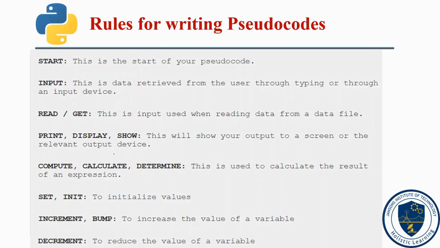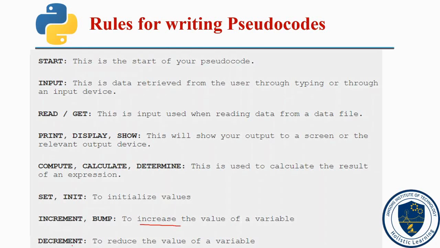Say if you want to perform any computation or calculation, you can use COMPUTE, CALCULATE or DETERMINE. You can see all the keywords are given in capital letters. And say if you want to initialize some value, you can use SET or INIT. INIT represents initialize. Say if you want to increment or decrement any value, increment means you are increasing the value by 1 or by any other number. Similarly, if you want to decrement any value, you can use the keywords INCREMENT, DECREMENT.